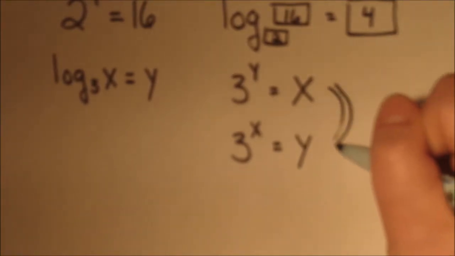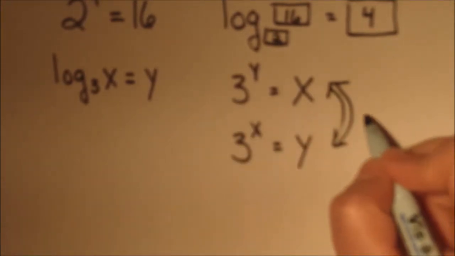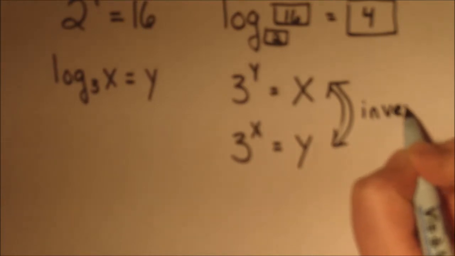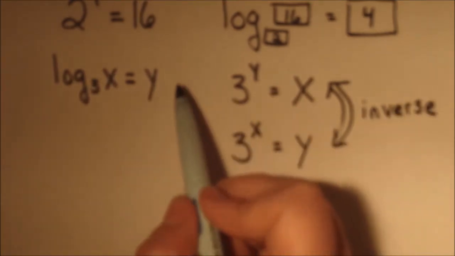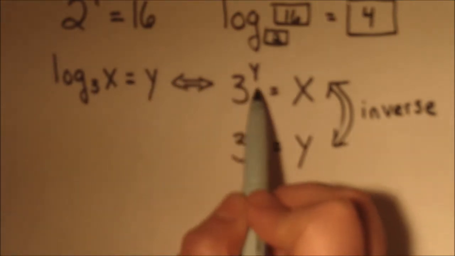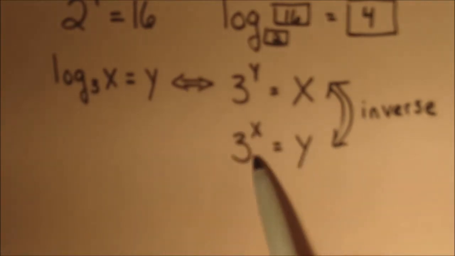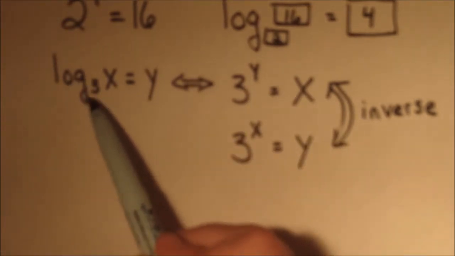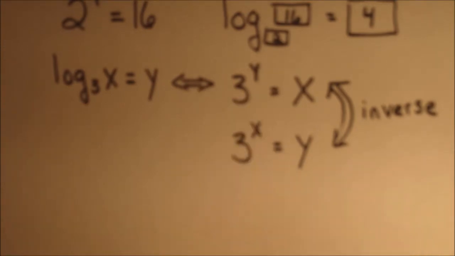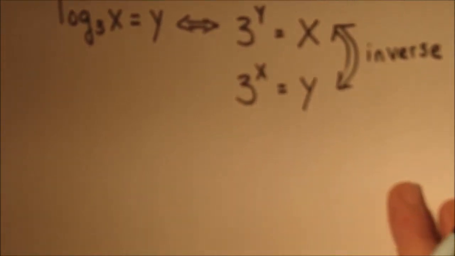All right, so the only thing that's different about these two equations is I have switched x and y. And I think you know enough about functions to know that when we switch x and y, we get an inverse function. So these are inverses of one another, and these two equations are equivalent. So the inverse function of y equals 3 to the x is log base 3 x equals y.